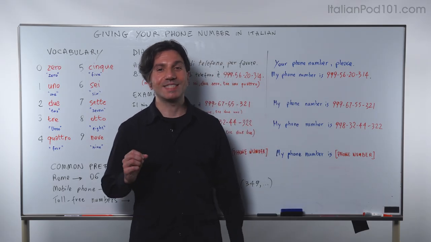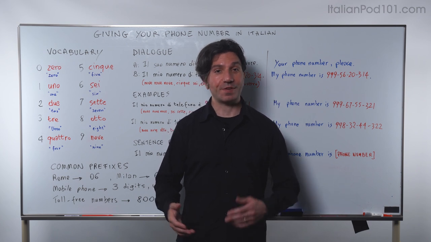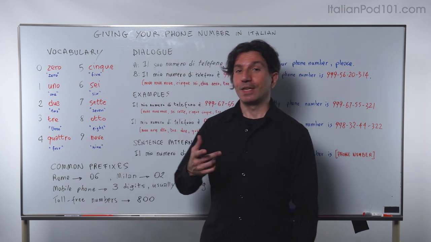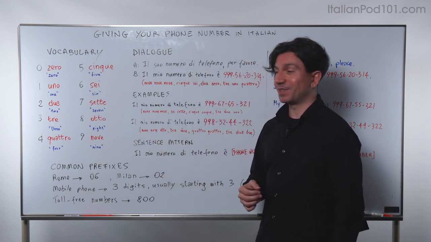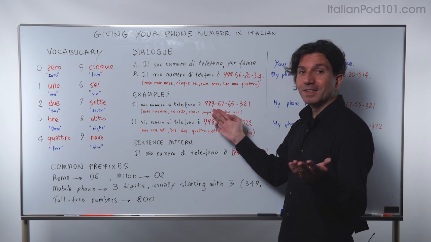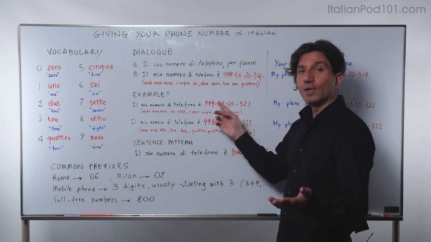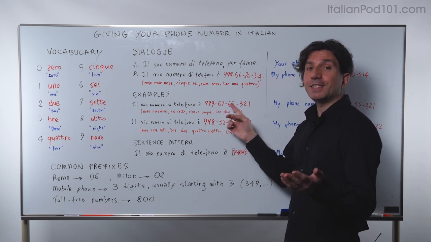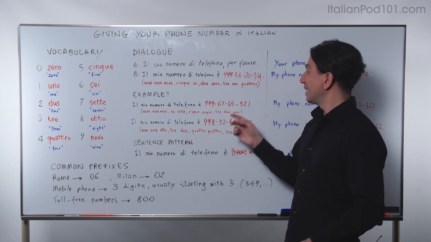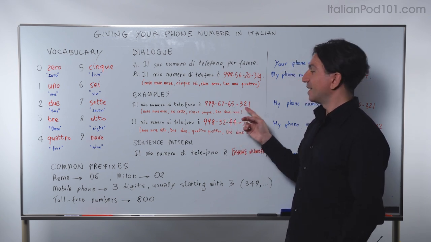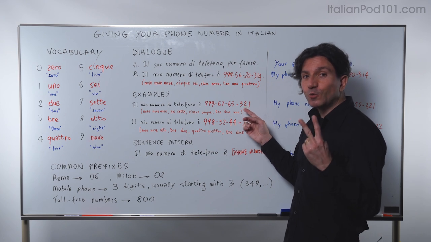Okay, now let's look at two more examples of giving your phone number in Italian. Here is the first one. See if you can say the numbers. Il mio numero di telefono è 999, 67, 55, 321.